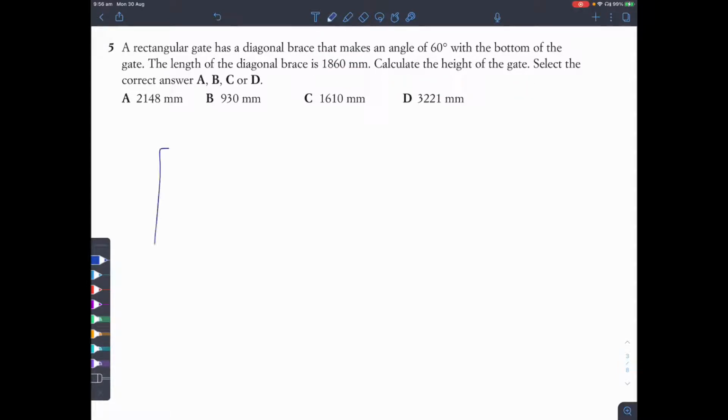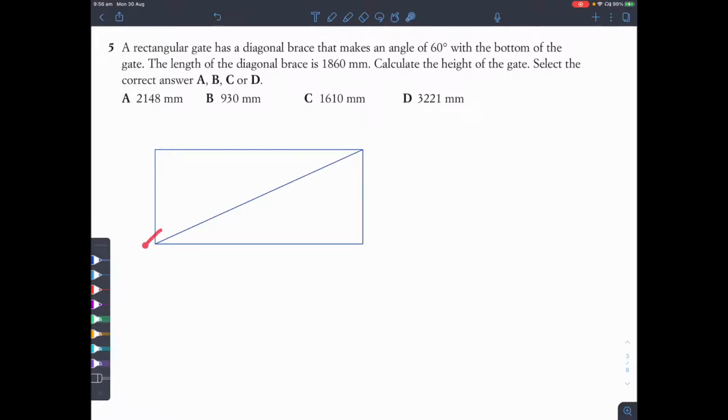So if this is my gate, which is a rectangle, and I've got a brace here, which is basically the part of the gate which keeps it together and makes it rigid, so it doesn't end up being like this. Okay, so now we have to put our information here. The information that we've got first is it makes an angle of 60 degrees with the bottom of the gate.